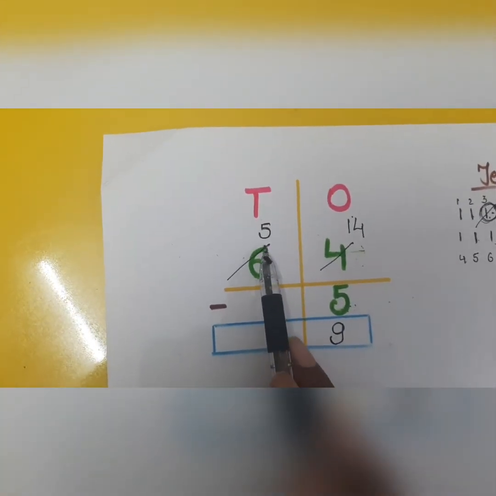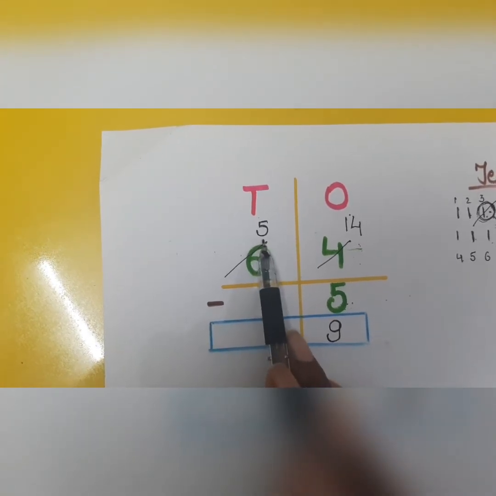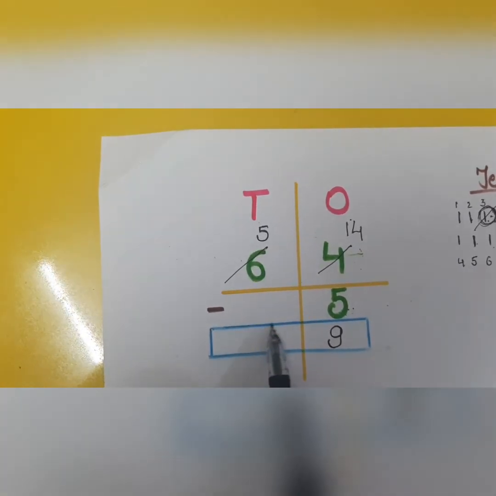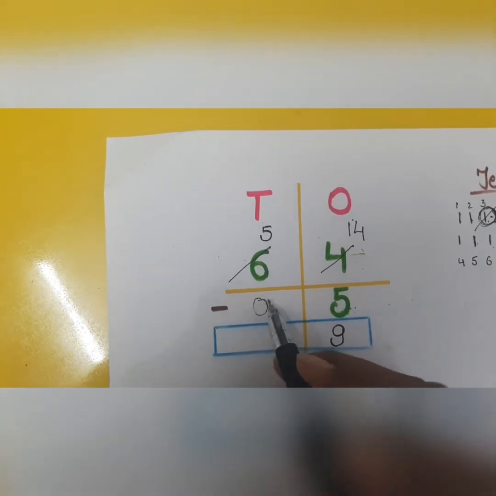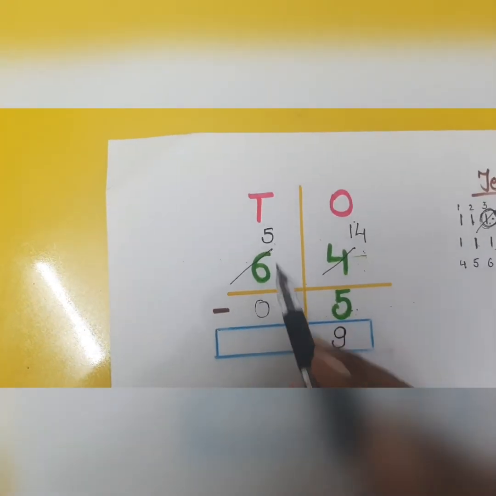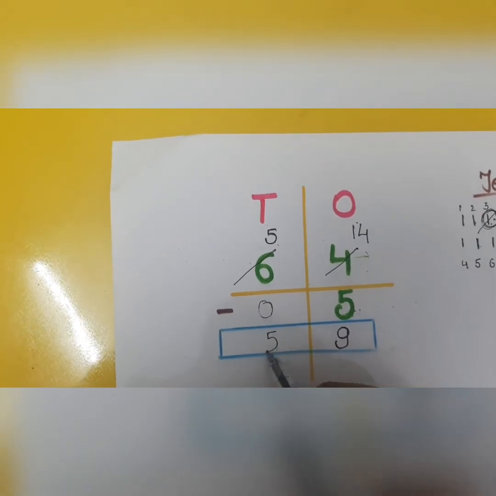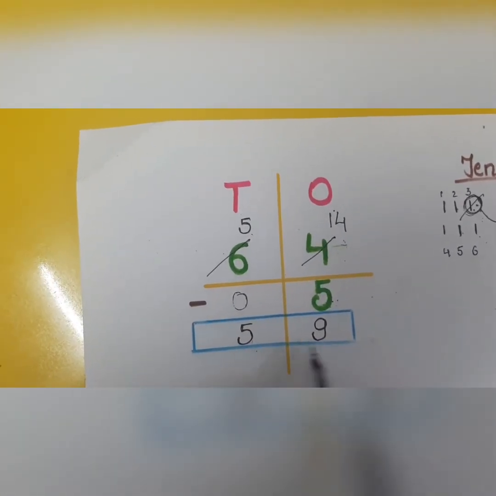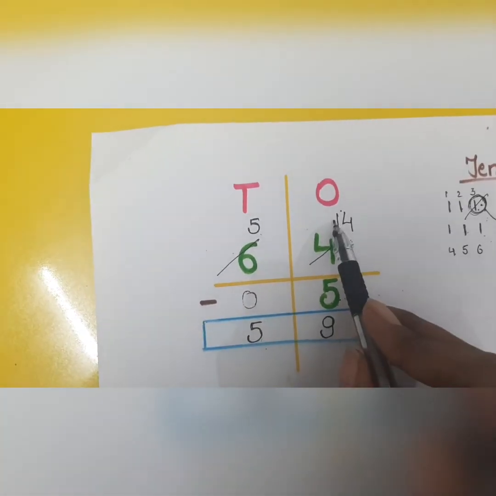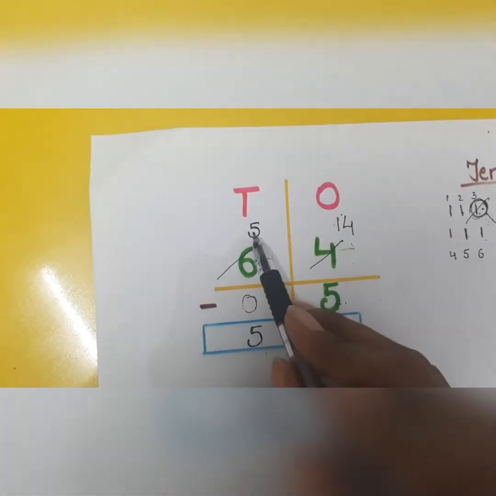Now at tens place there is only one number remaining because we don't have any number here, and if we are having 0 here also, then also we will write 5 as the answer. Okay, so the answer is 59. 9 at ones place and 5 at tens place.